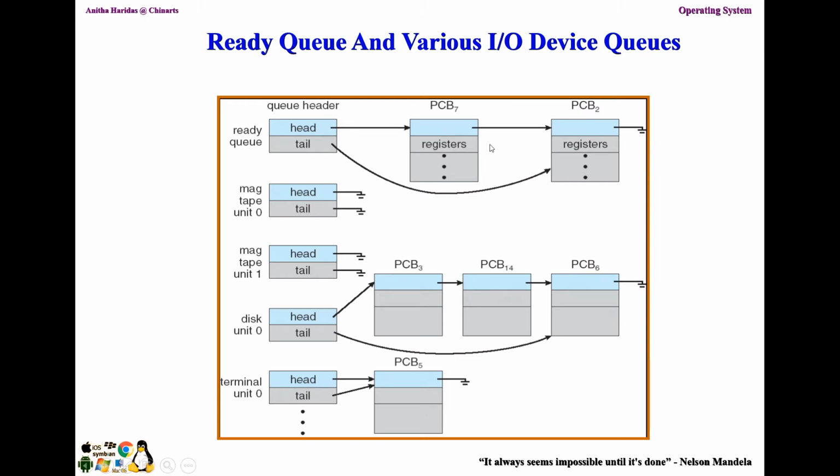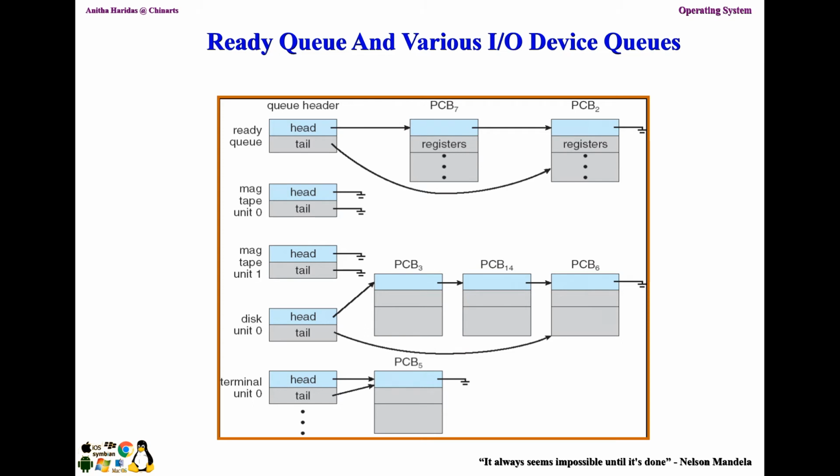Whatever processes are ready and waiting for the CPU, all these will be coming into the ready queue. And if any process wants an input output operation to be completed, that process will be moved to the device queue. The process here means the process control block. The process control block will be moved to that particular device queue.